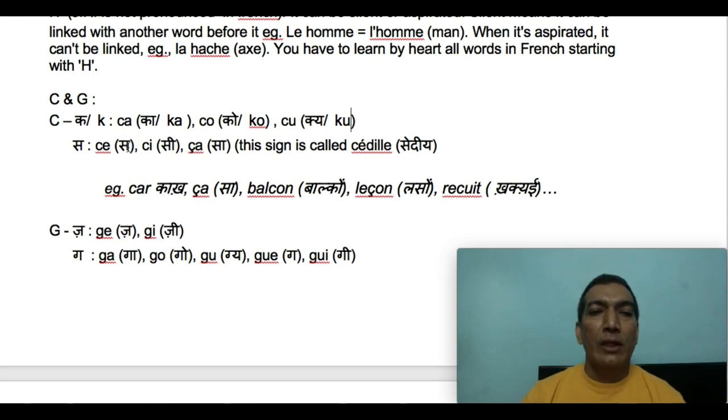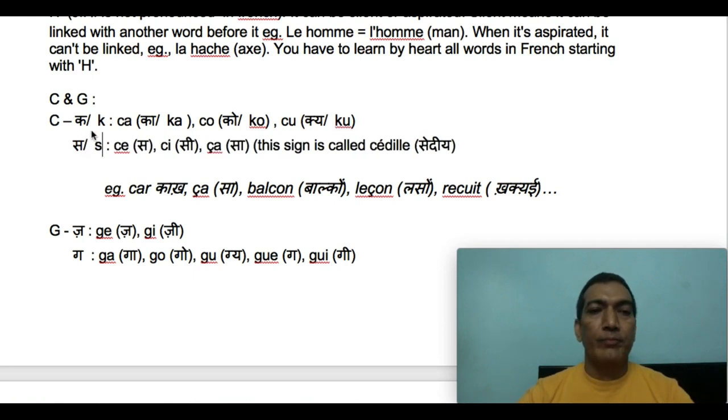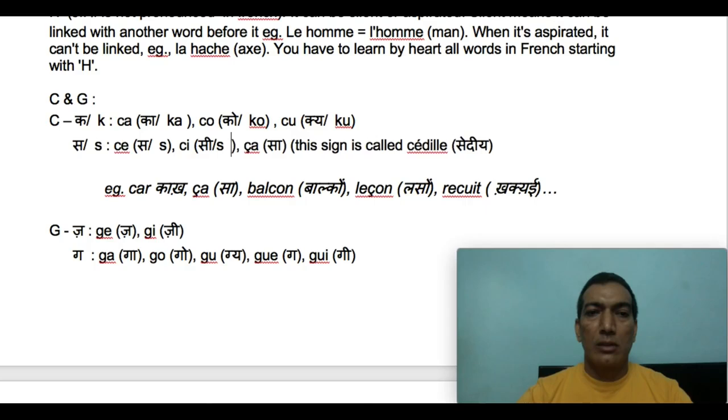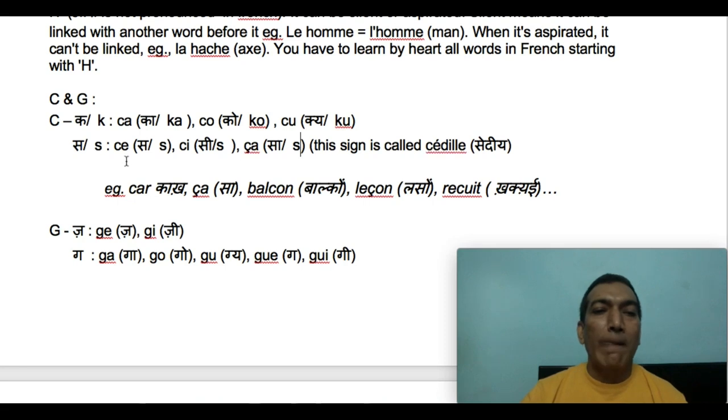Whenever it is followed by a, o, u, it is pronounced as k. But when it is followed by i or e, then it is pronounced as s. It is very simple. If you just remember there are only five vowels, and when it is followed by these three vowels, it will be pronounced k, and when i or e, it is pronounced as s.